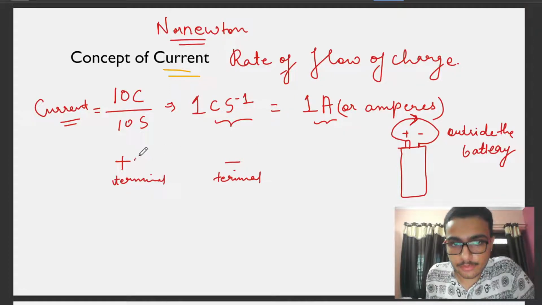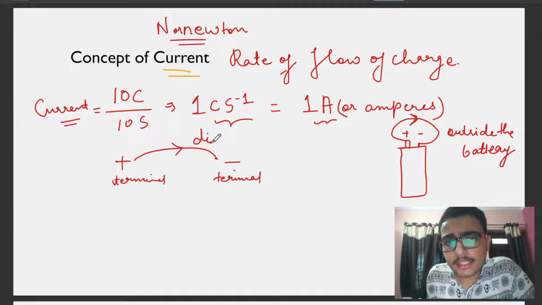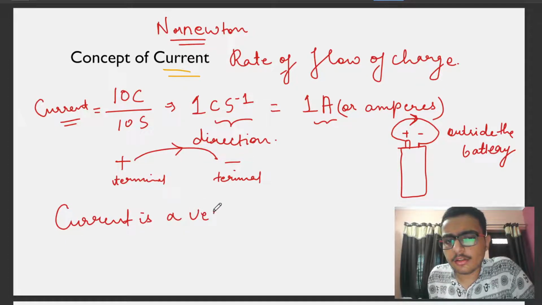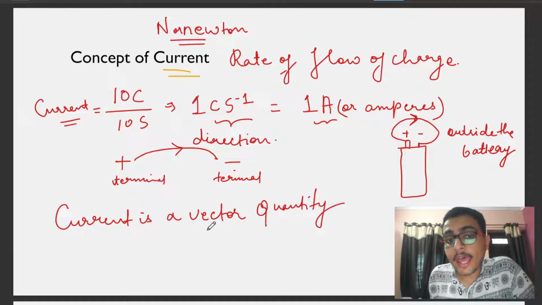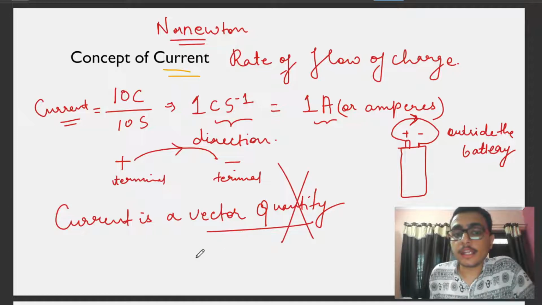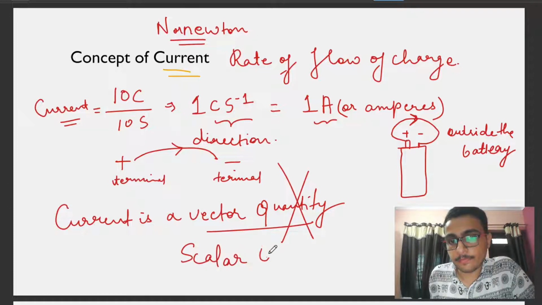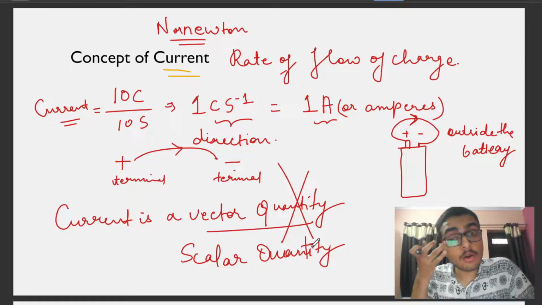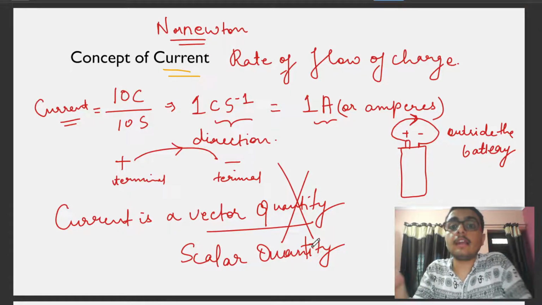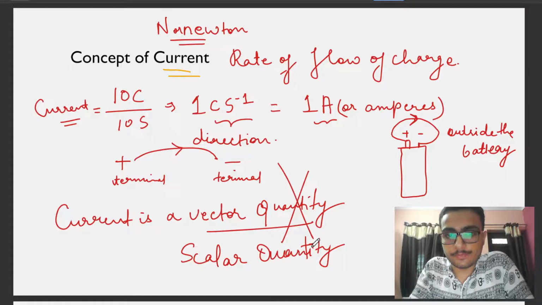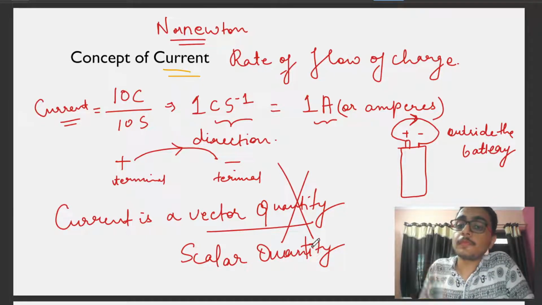That's about the direction. Now, when we talk about direction, can I say current is a vector quantity? Current is a vector quantity because it has a direction. But here I am wrong. Current is a scalar quantity. Current is not a vector quantity. Correct. Okay, it's a scalar quantity. Now, how is it a scalar and not a vector even when it has a direction? Yes, that's a very good question.